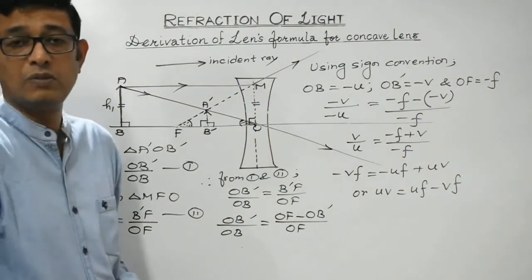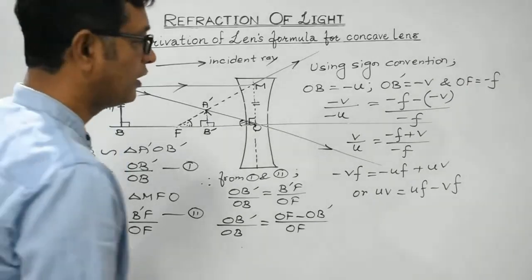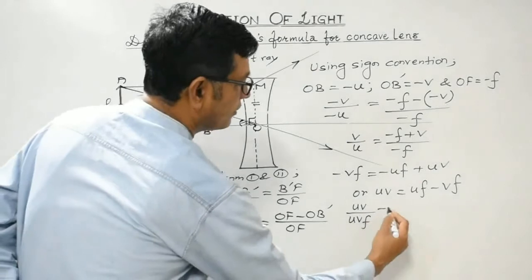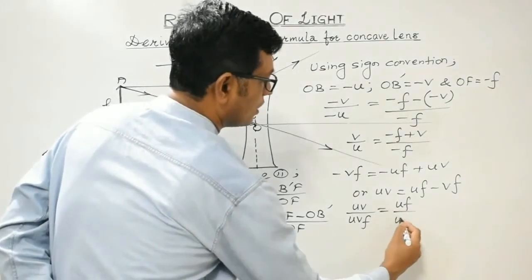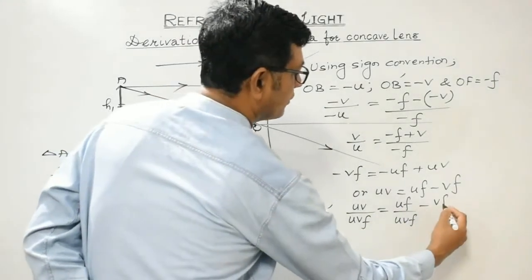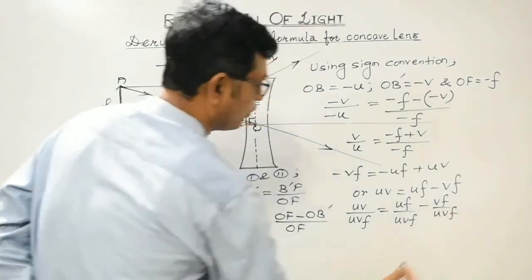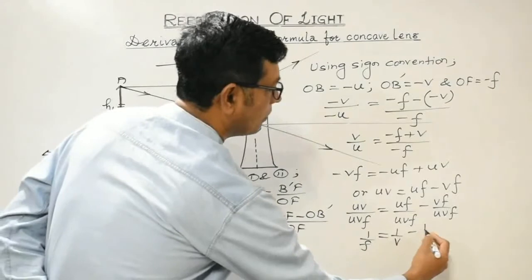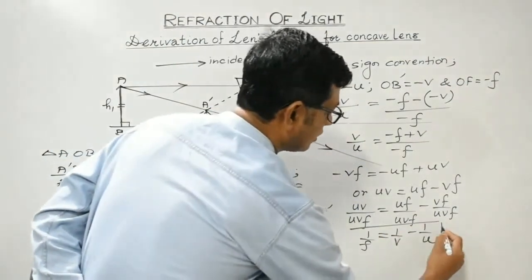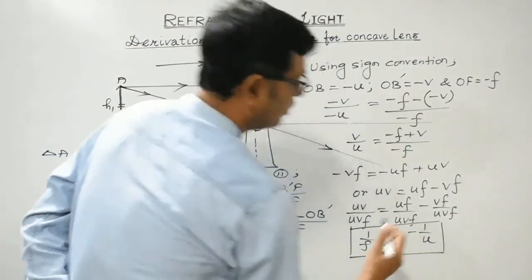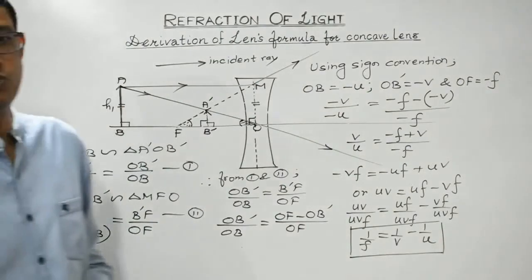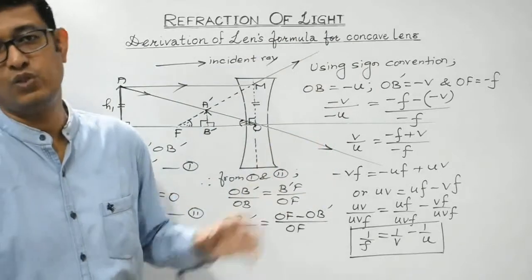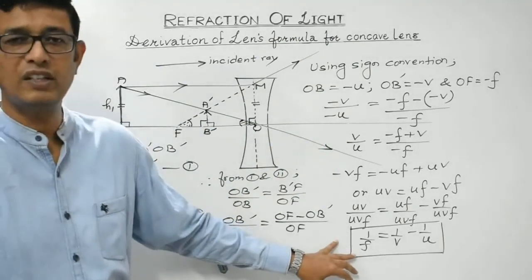And students, you remember in the last step, we divide throughout by uvf. So we get 1 by f is equal to 1 by v minus 1 by u. This is the lens formula for you. So the same formula is valid for concave lens as well. This is known as the lens equation or lens formula.